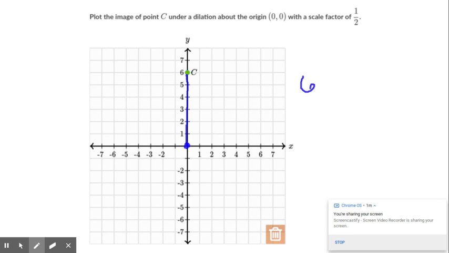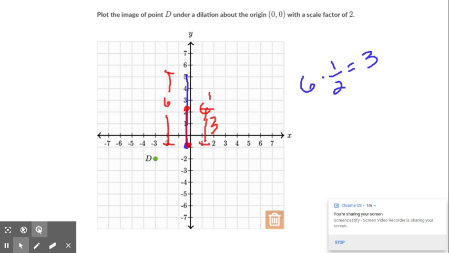We take that length. It's 6 times the scale factor, which is 1/2. And half of 6 is 3. So that means in this case, we only have to go from the origin 1, 2, 3 units away. So I can see that C prime is right there at 0, 3. Again, comparing your distances, the distance from the origin to C is 6, and the distance from the origin to C prime is half of that, which is 3.